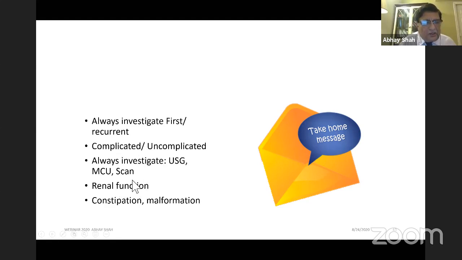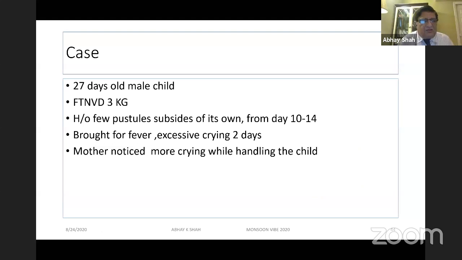Renal function has to recover, and you have to take care of the constipation and malformation. This will address the issue of the recurrent UTI. So let us move on to this third case.